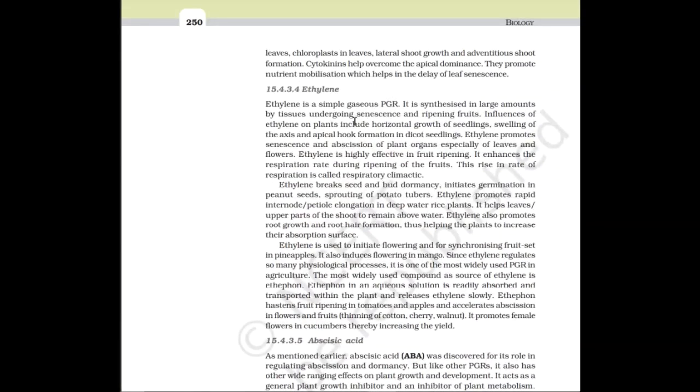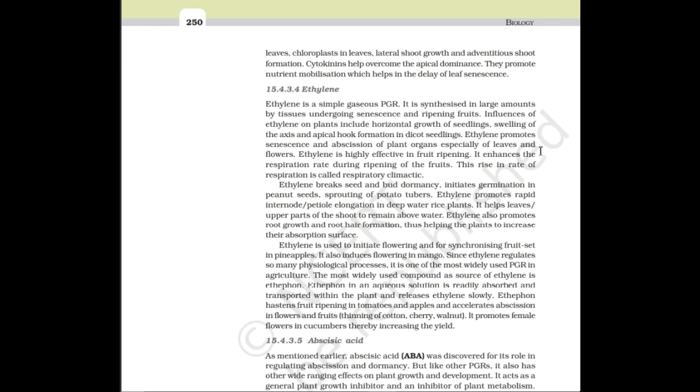Ethylene. Ethylene is a simple gaseous plant growth regulator. It is synthesized in large amount by tissue undergoing senescence and ripening fruits. Influences of ethylene on plants include horizontal growth of seedlings, swelling of the axis, and apical root formation in dicot seedlings. Ethylene promotes senescence and abscission of plant organs, especially of leaves and flowers.